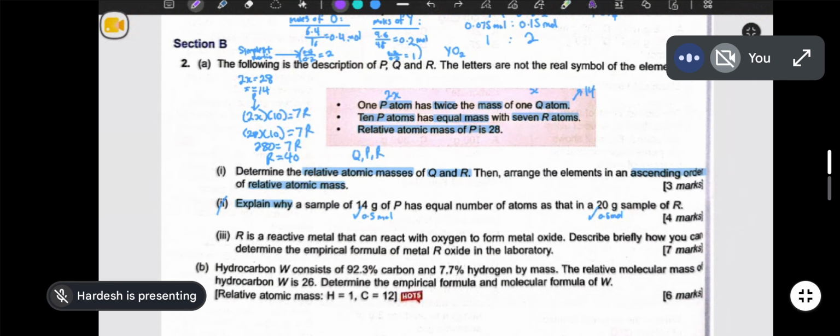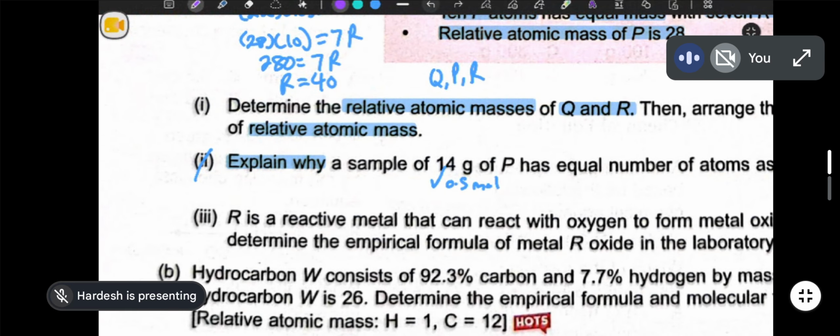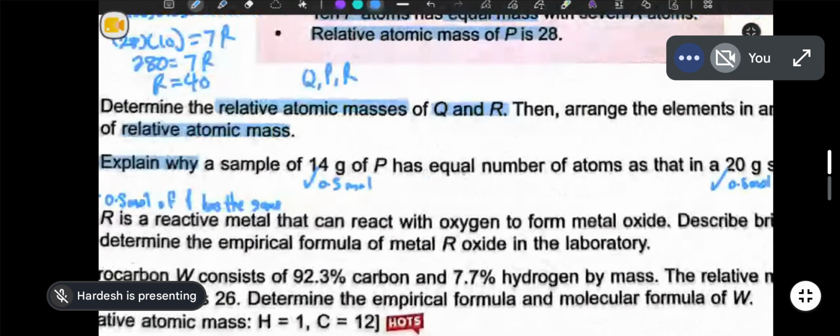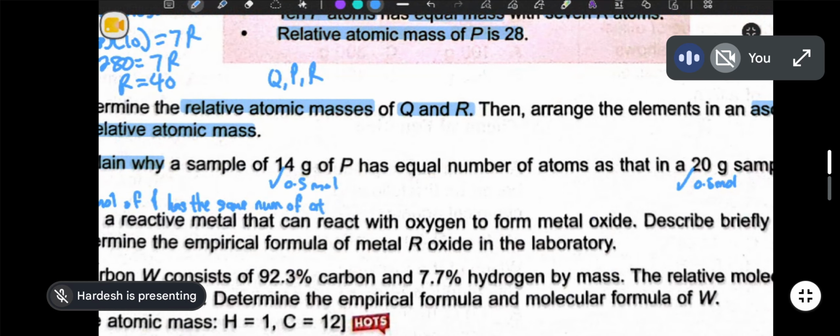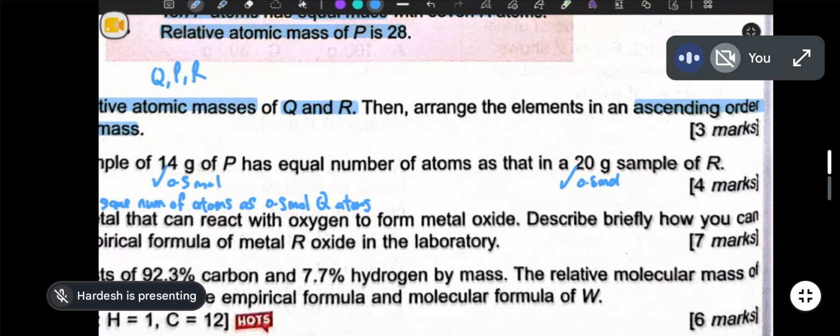Vanessa, any answer? I didn't do the explanation. Okay. If you get the mole, you get 2 out of 4 marks. The explanation is 0.5 mole of P has the same number of atoms as 0.5 mole of Q atoms. Okay, equal mole, equal atoms.